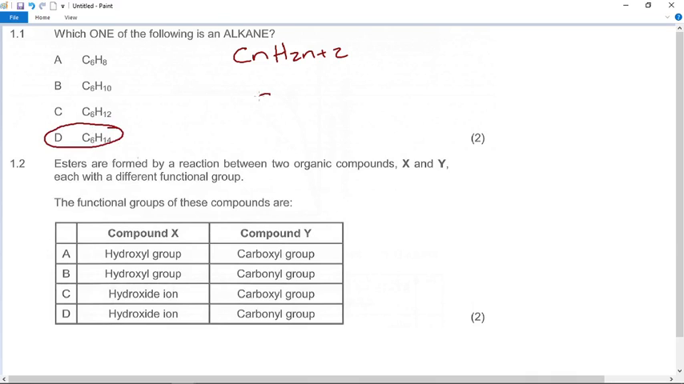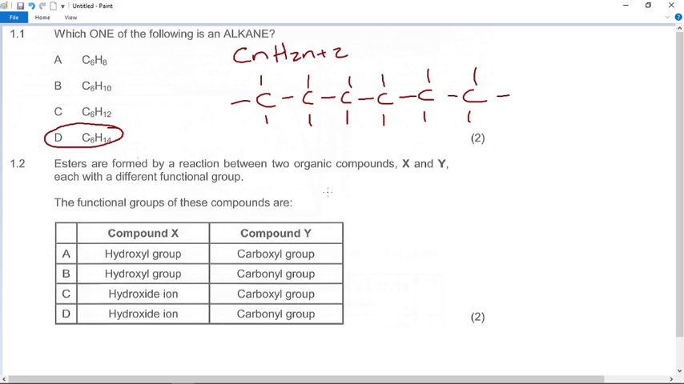If you can't remember your general formulas, just go and draw 6 carbons in a row, because these have all got 6 carbons, and then start counting how many hydrogens you would have to put on, because we all know an alkane is completely saturated, and you will find out you've got 14 hydrogens on here, and you will get your answer.